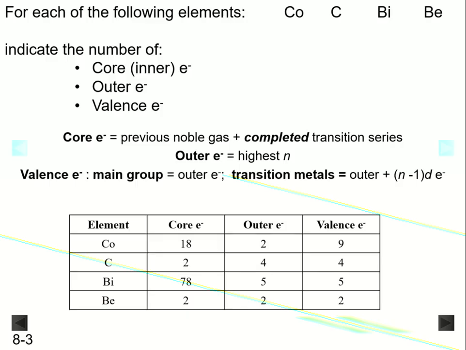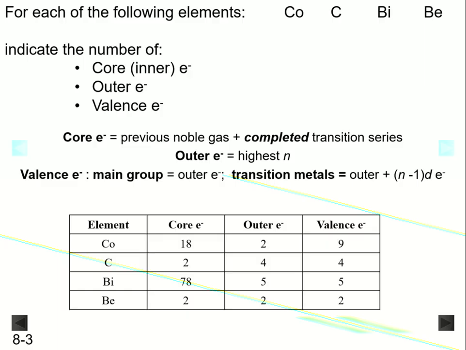For bismuth, there are 78 core electrons: 54 from the xenon, and then 10 from the d block, and 14 from the f block. That gives us 78 total electrons for our core electron count for bismuth. Our outer electrons for bismuth are the 6s2 6p3, and that gives us 5 valence electrons as well. Bismuth is in the p block.